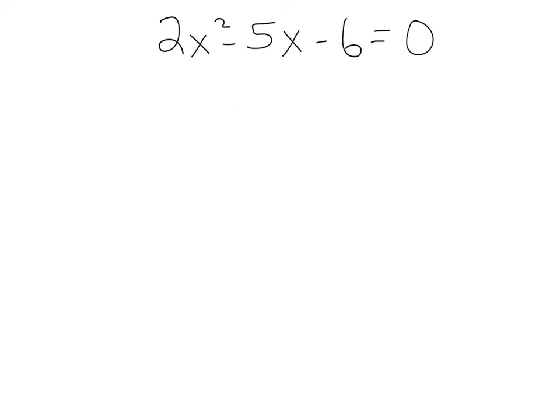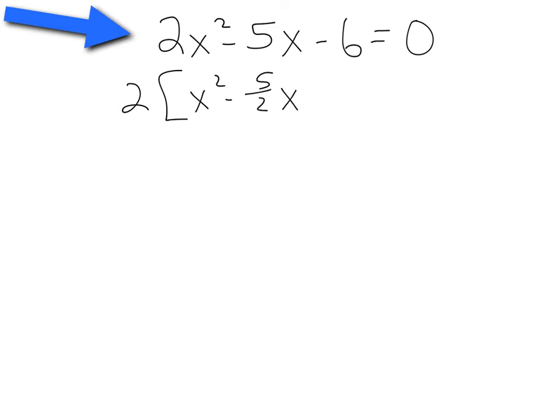So at this point, you're probably dying to know what you do when the coefficient in front of x squared is not 1. So as you can see here, the coefficient is 2. Alright, so the first thing we're going to do is we're going to factor out that 2 from each term. So you have x squared minus 5 over 2x minus 3 equal to 0.